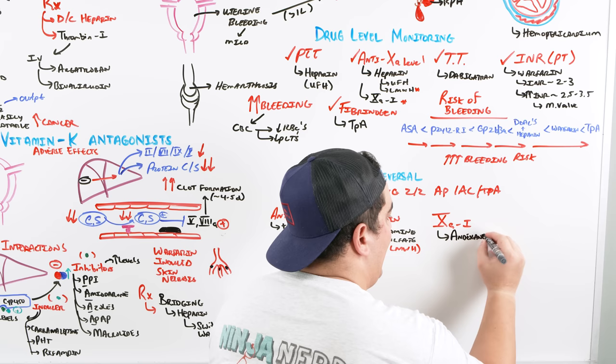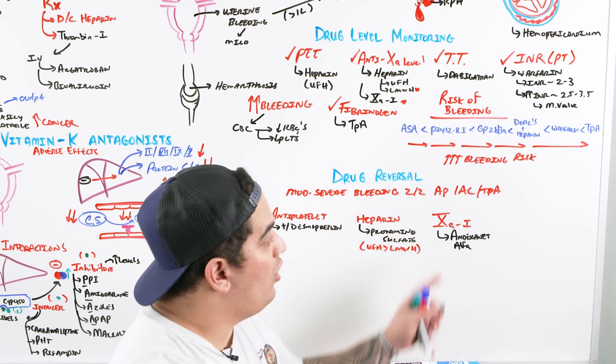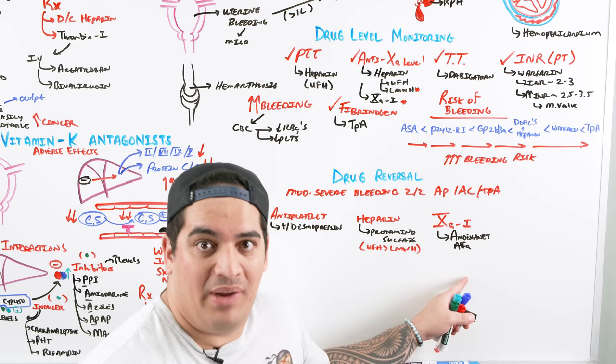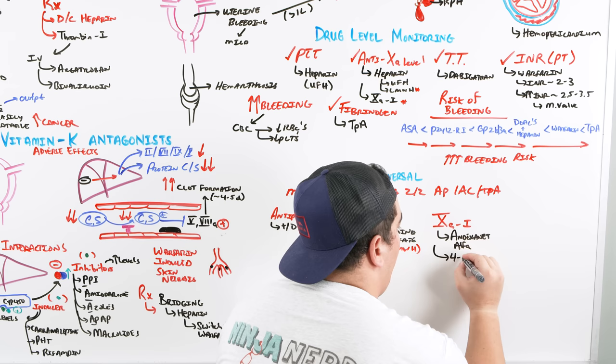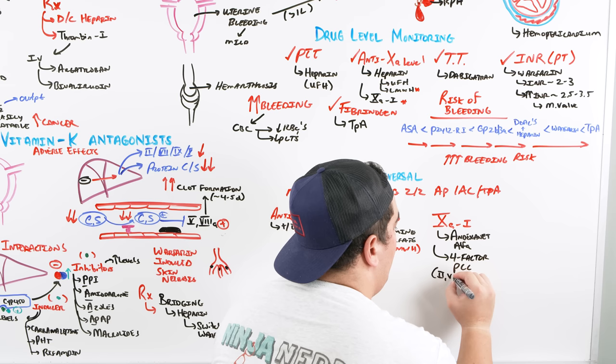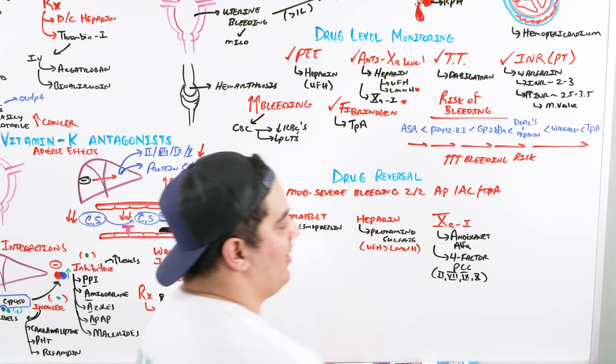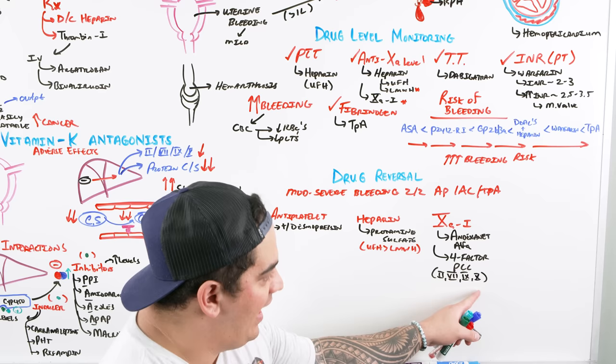The other situation is if you don't have andexanet alpha, or you don't want to pay the massive amount for this drug, which is not any more superior than this other one. In that situation, you can give something called 4-factor PCC. All this means is it contains factor 2, factor 7, factor 9, and factor 10. These are clotting proteins essential to helping promote a clot, especially factor 10. So it's pretty cool in that sense.